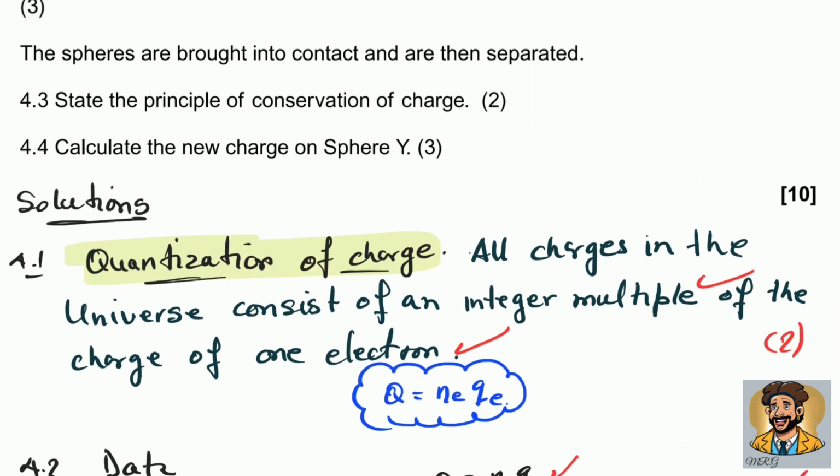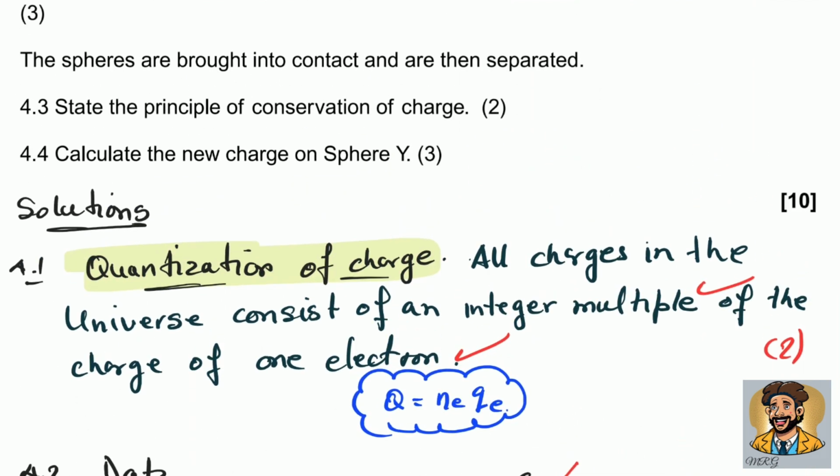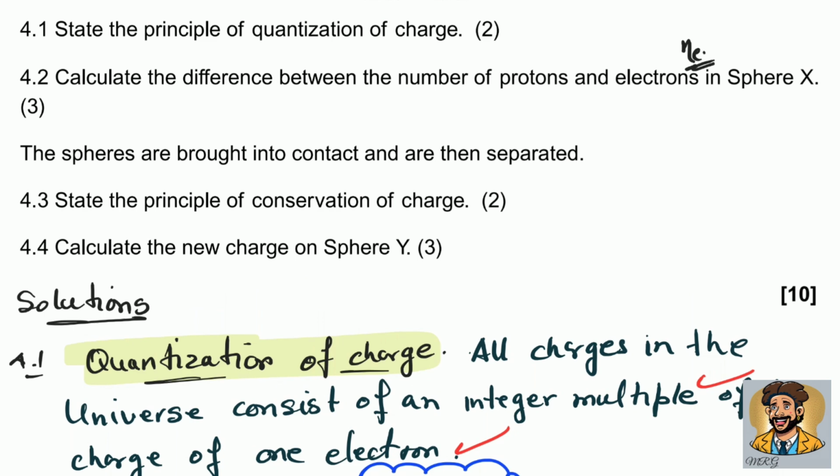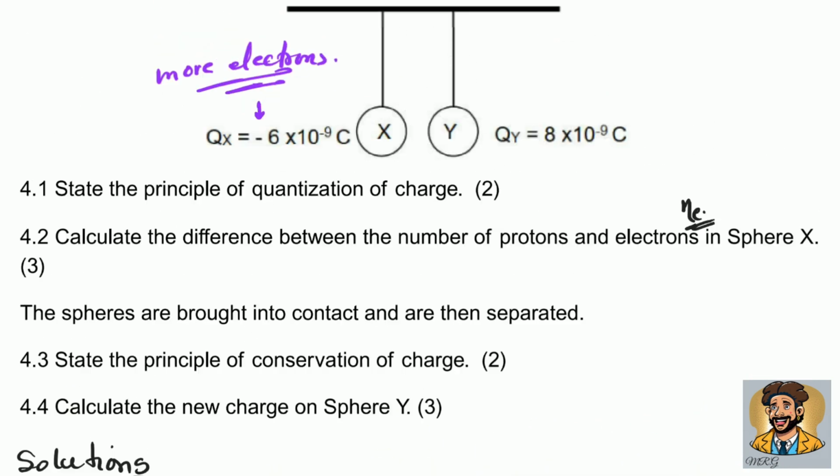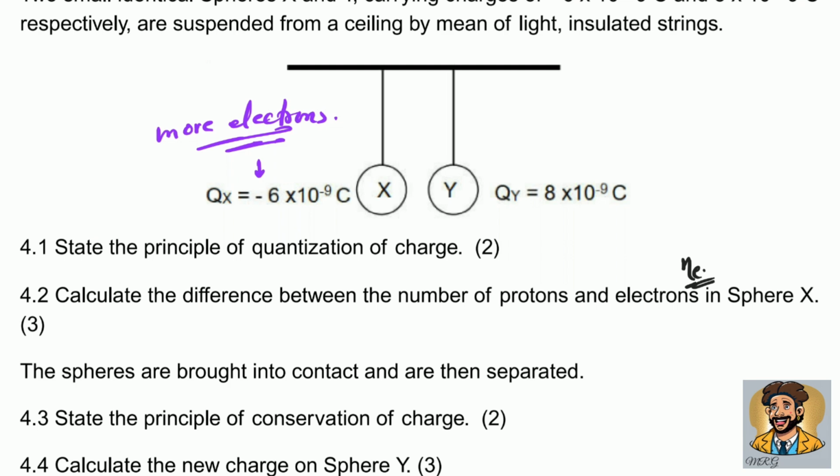Now, question 4.4, calculate the new charge on sphere Y. They say here the spheres are brought into contact and then separated. So they come into contact and then they separate, and each of them will get a new charge. So what is going to happen?